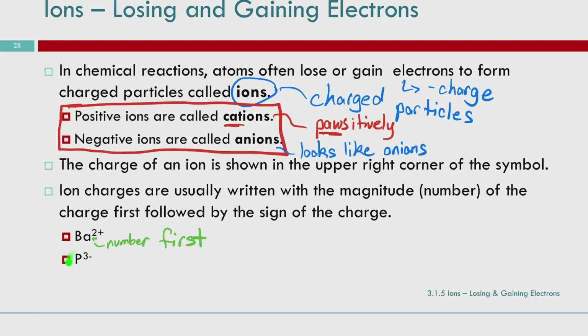Same thing for negatively charged. So phosphorus, for example, forms a 3 negative charge. We write the 3 first and then the negative after that. Will I still understand you if you write the charge, like the plus or minus first? Yes, but I'll be a little bit annoyed. Just because this is the convention, so please use the convention.